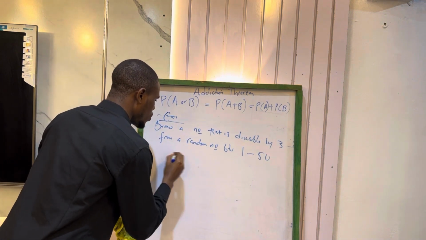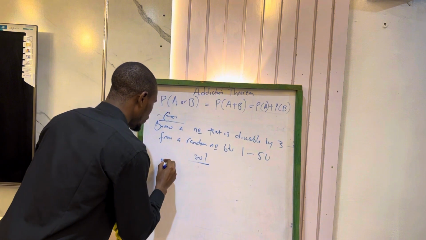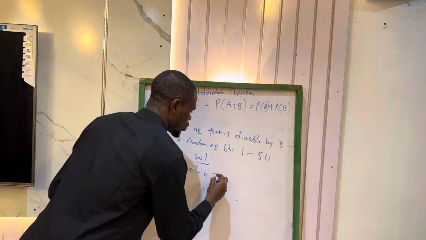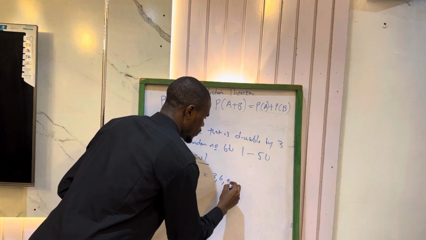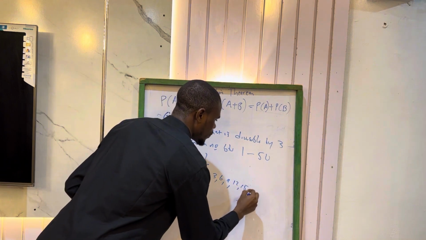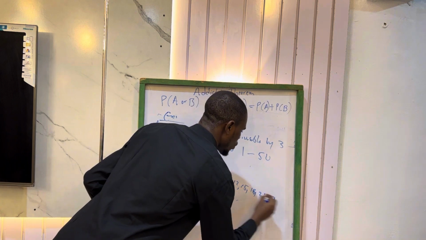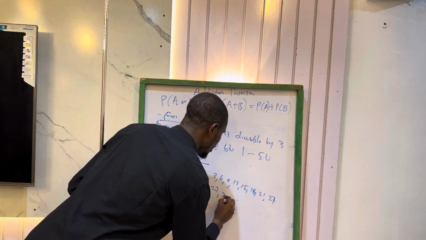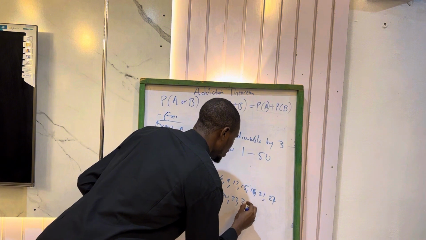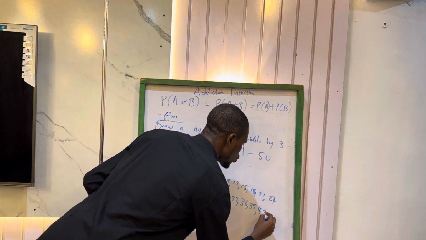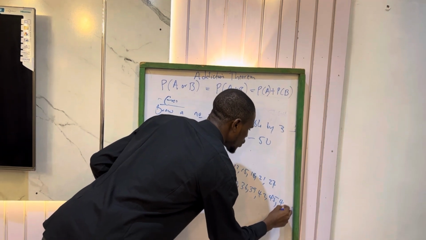We have the numbers. Solution: the numbers involved are 3, 6, 9, 12, 15, 18, 21, 24, 27, 30, 33, 36, 39, 42, 45, 48.